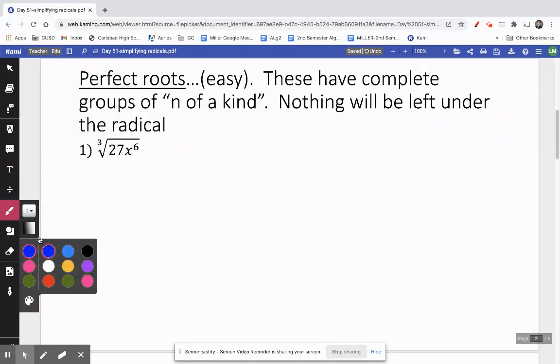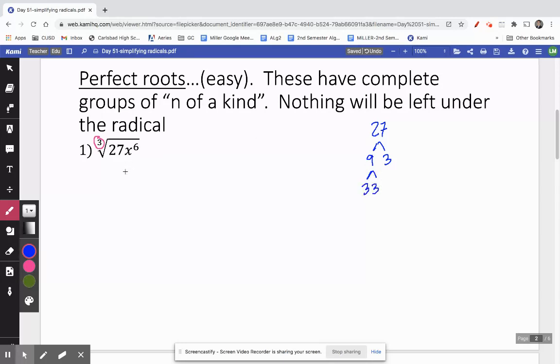All right, perfect roots. These are where everything is coming outside of the radical. Again, this is a cube root. My index is 3, so I'm looking for groups of 3 of a kind. Keep that in mind. First thing with 27, again, we want to break this down into prime factors so that we can find those groups of 3. So 27 is 9 and 3. 9 is 3 and 3.